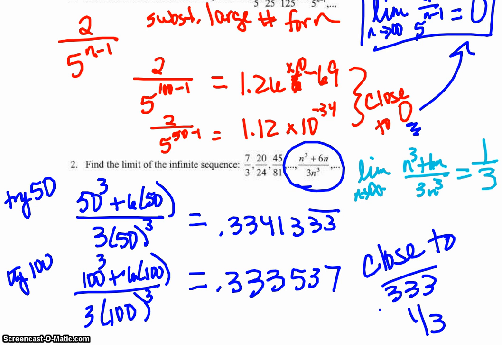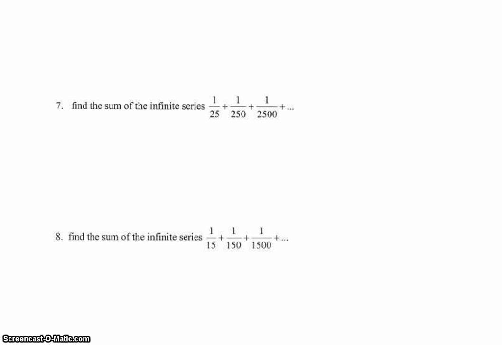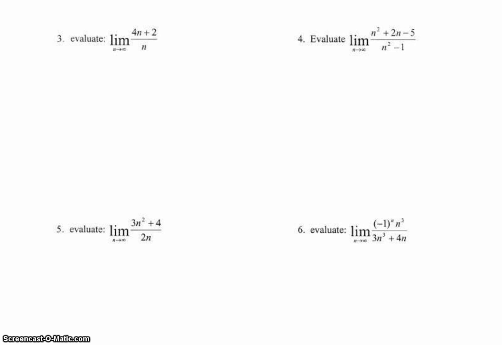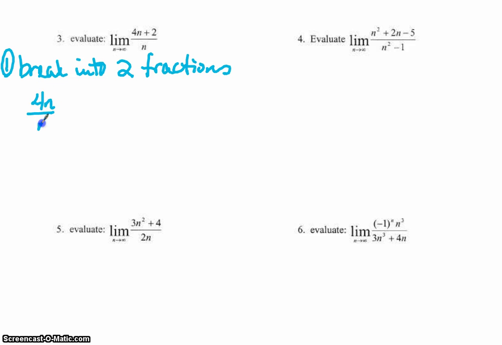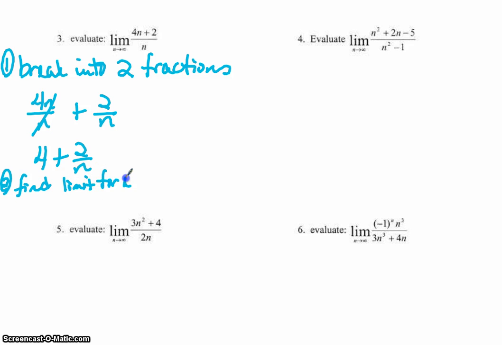Okay, going to the back. They want you to evaluate the limit as n approaches infinity of 4n plus 2 over n. So what you want to do first here, okay, is you want to break it into two fractions. So we're going to say 4n over n plus 2 over n. And we notice that our n's cancel here, and it becomes 4 plus 2 over n. So then you're going to find the limit for each.